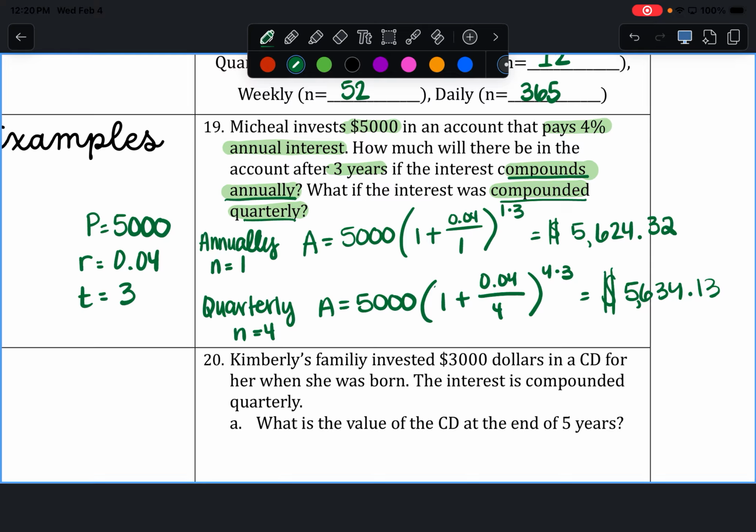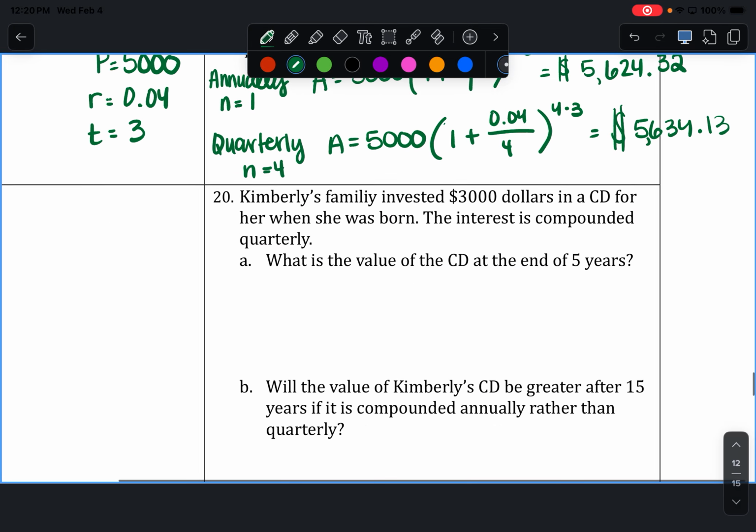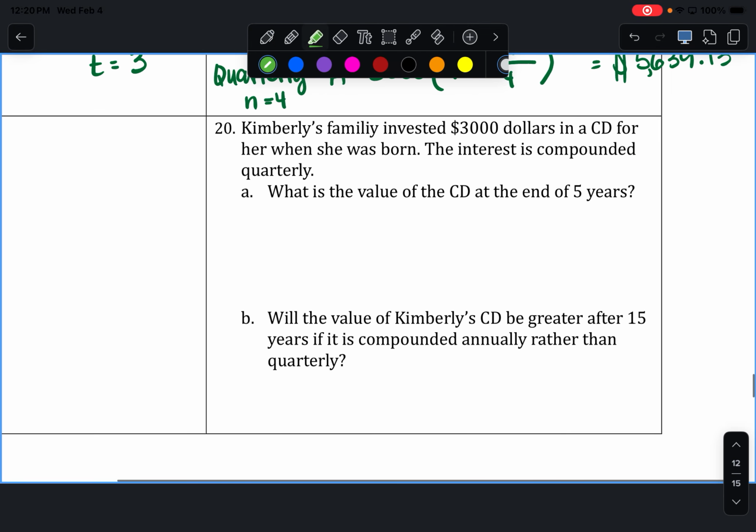Now we're going to look at 20. For question 20, it says Kimberly's family invested $3,000 in a CD for her when she was born. When it says CD, it is not talking about the disc that plays music. It is talking about a type of investment. It's safer than stocks because stocks fluctuate with the stock market. A CD is like bound by the federal government and the value of a US dollar.